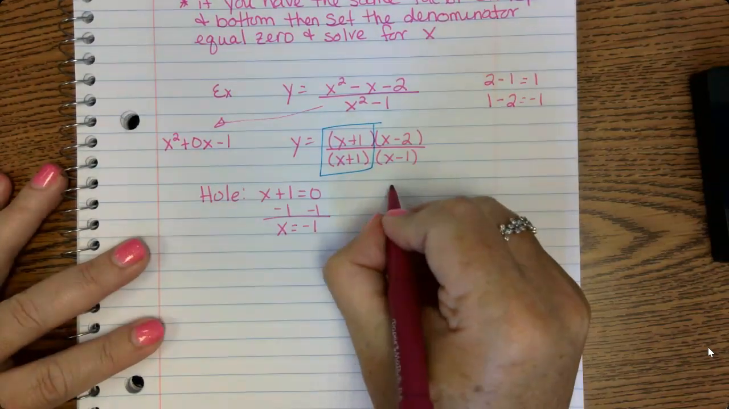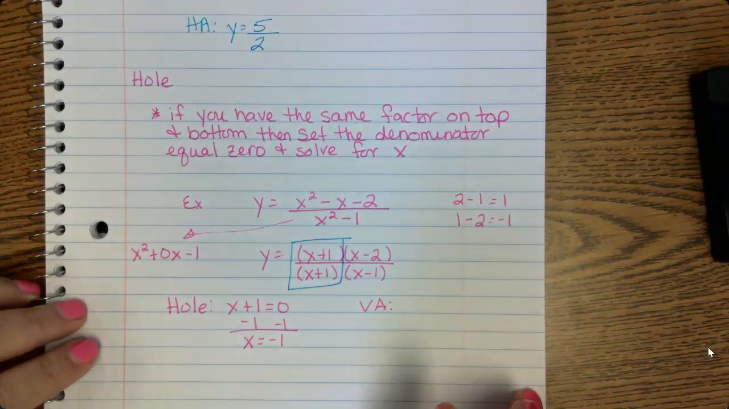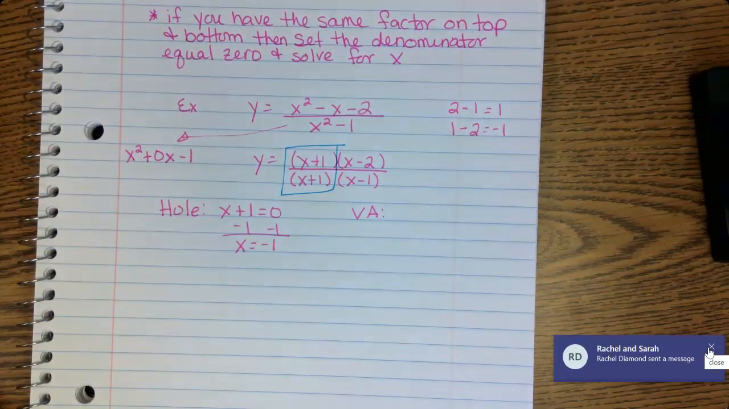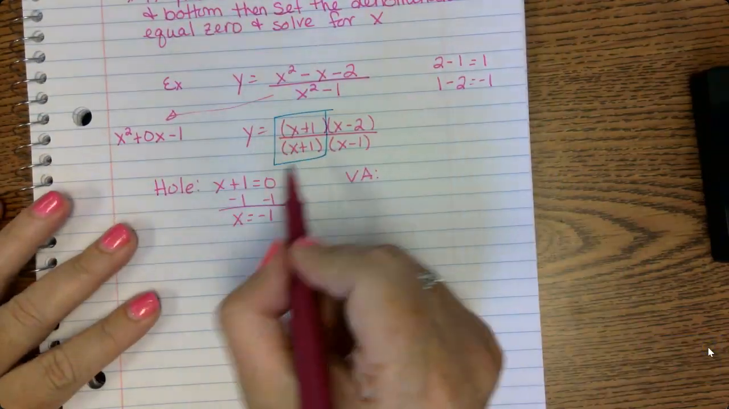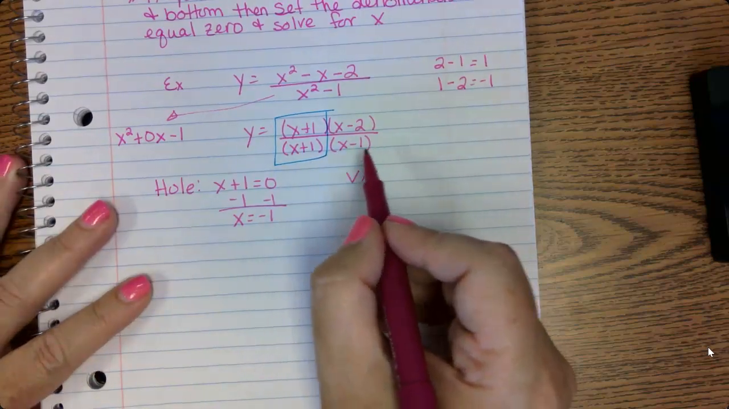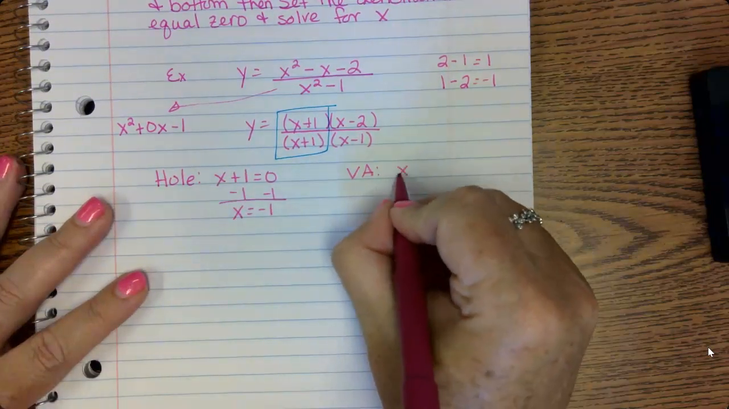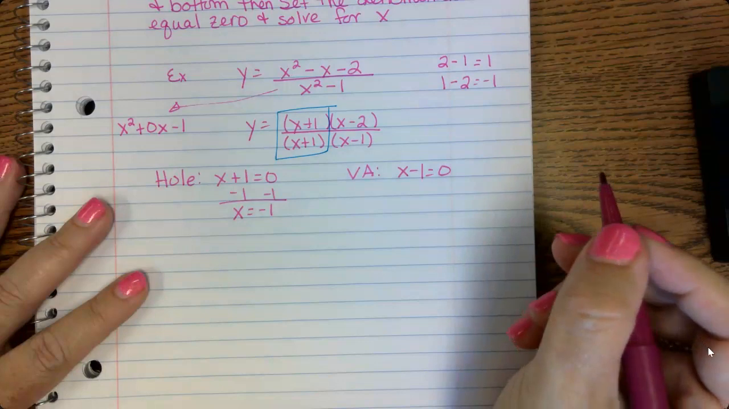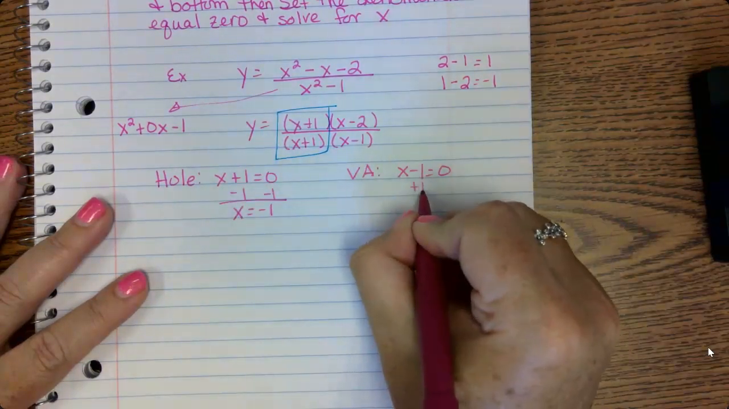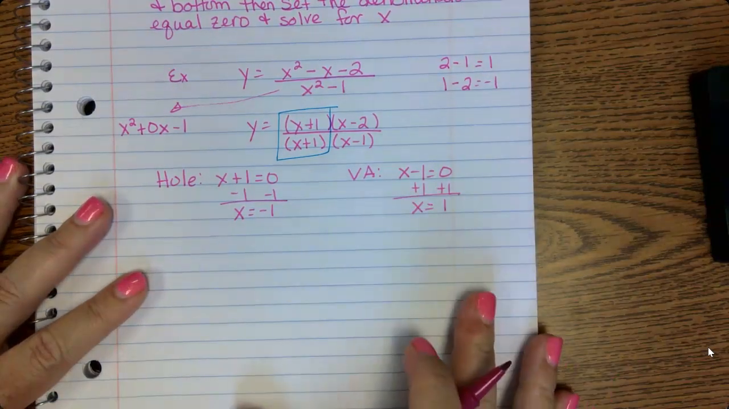Okay, now vertical asymptote. Oh, and I forgot to do a little side note. You cannot be a hole and a vertical asymptote. You're either one or the other. So you see how x plus 1 is a hole? So that means x minus 1 becomes my vertical asymptote, because I've already used this one already. So add 1, so we get x equals 1.